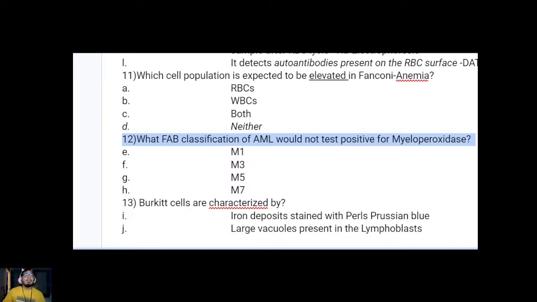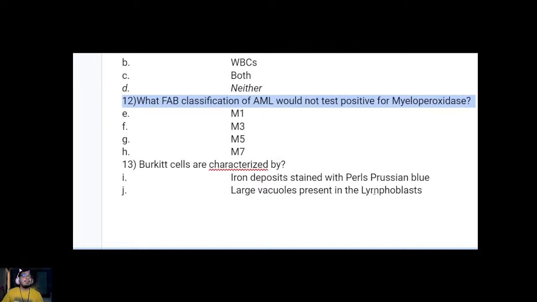Anyways, let's continue while we're discussing. Let's talk about FAB classification of AML that won't test positive with myeloperoxidase. There's only one, that is M7. Okay? The rest of them will test positive with myeloperoxidase. Bakit? Ano ba ang M7? Ano bang ibig sabihin? Ano ba ang term natin pag M7? What is M7? M7 is, ano ba siya?